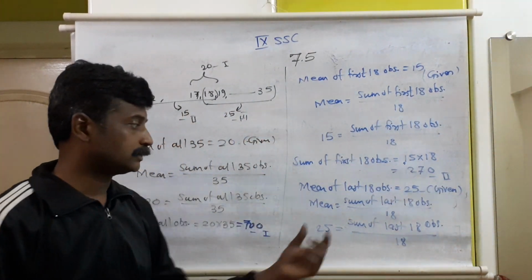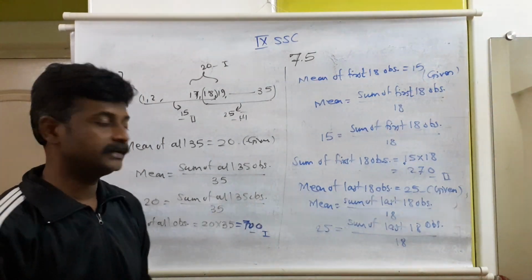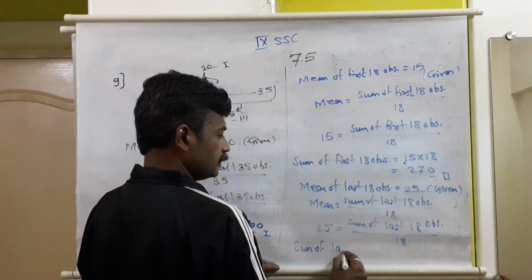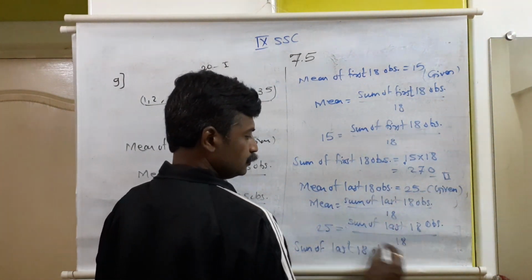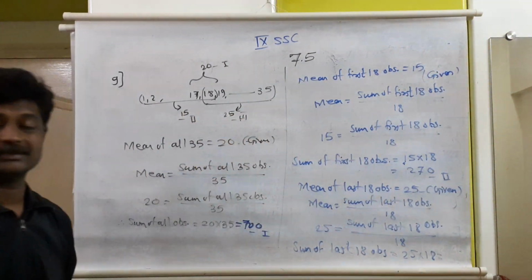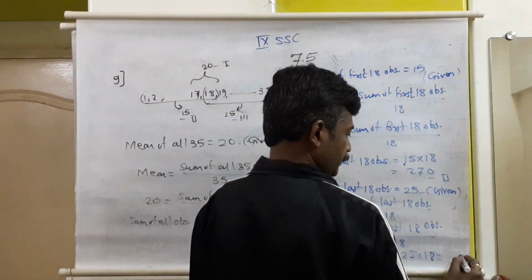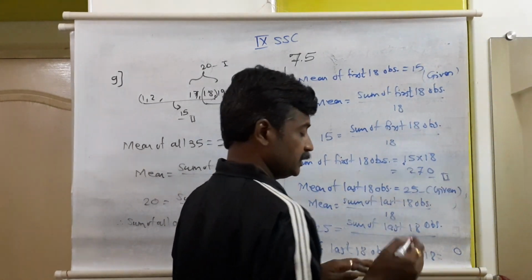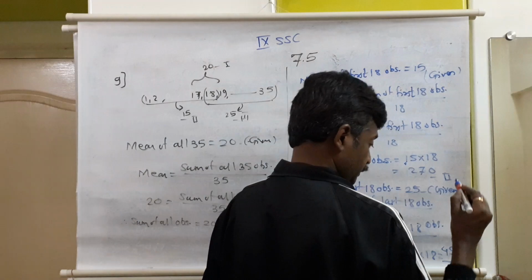If we want to find out sum of last 18 observations, we need to carry the product of 25 and 18. So sum of last 18 observations is equal to 25 into 18. This product will give us the sum of last 18 observations, and that will be 25 8s are 200, so 0 carry 20, 25 1s are 25 plus 20, 45. It will come 450, equation number 3.